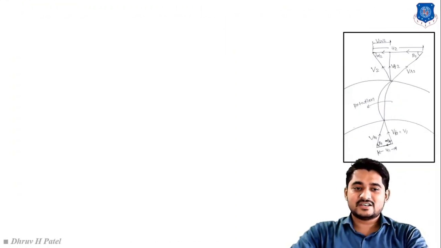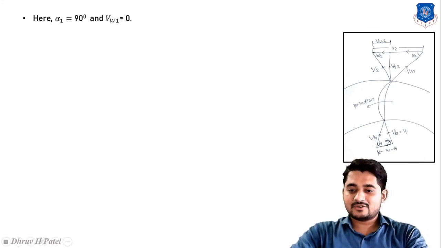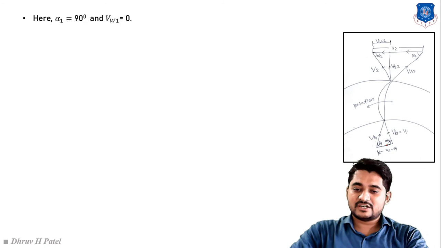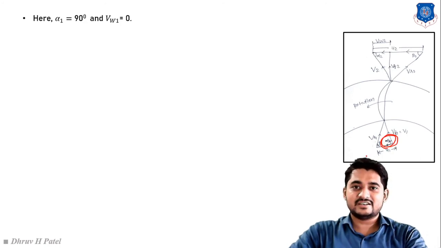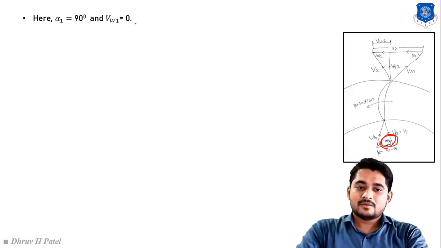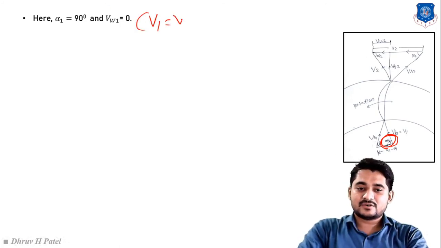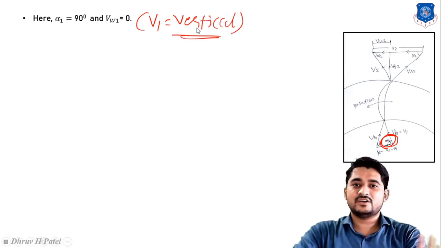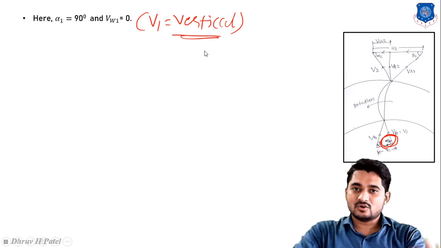Now let us understand what alpha 1 and VW1 will be. From the velocity triangle we already know, alpha 1 is always 90 degrees because entry of the water is in the axial direction, and VW1 is equal to 0 because V1 itself is a vertical component. Clear, students? So the horizontal component VW1 will be 0 always in the case of a centrifugal pump, right?